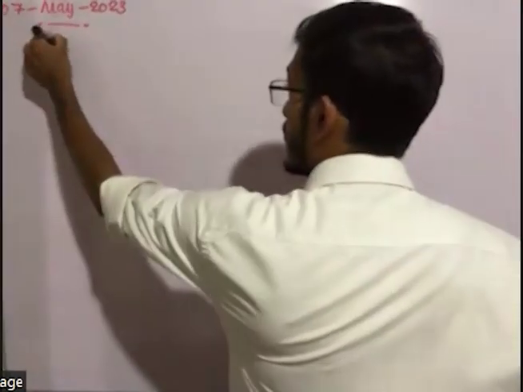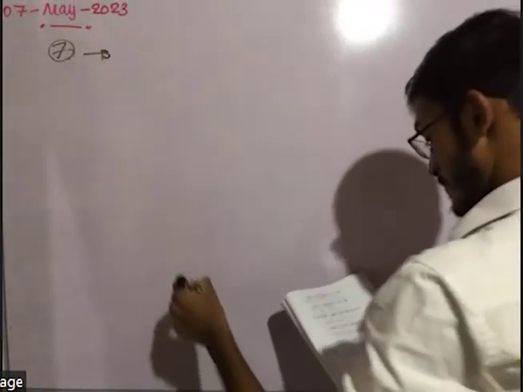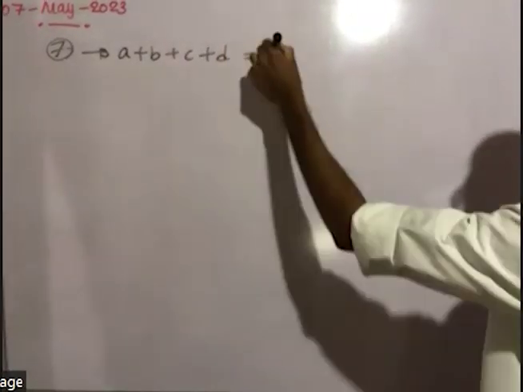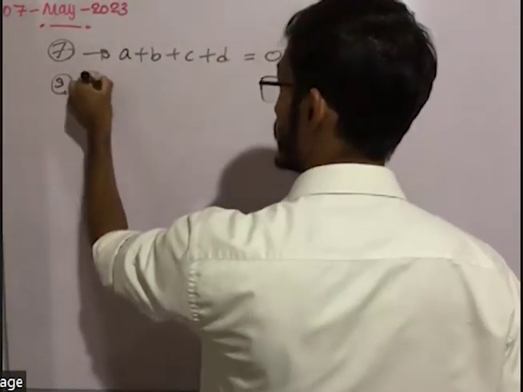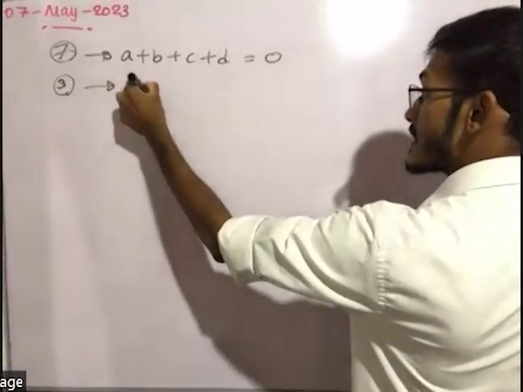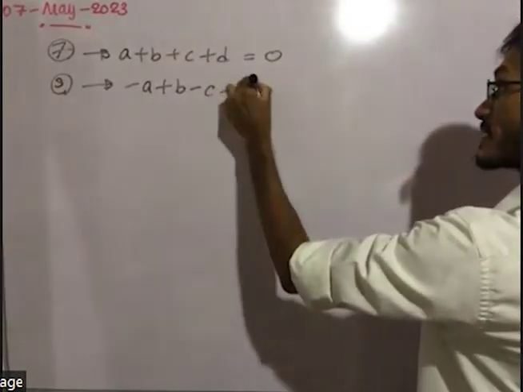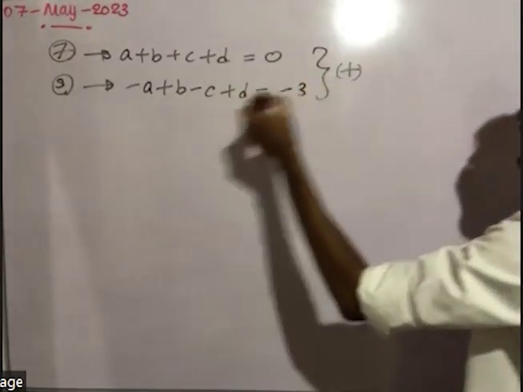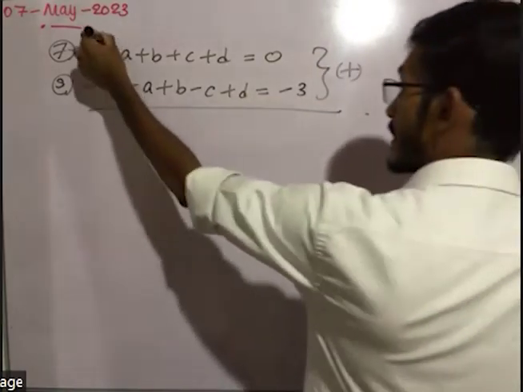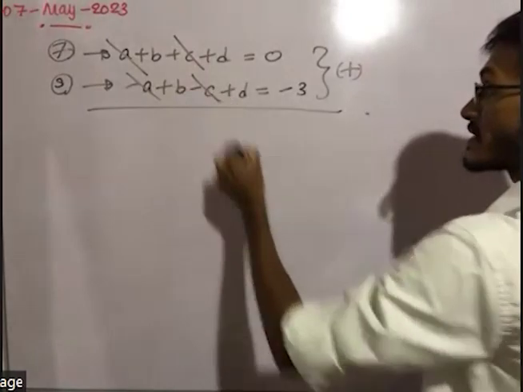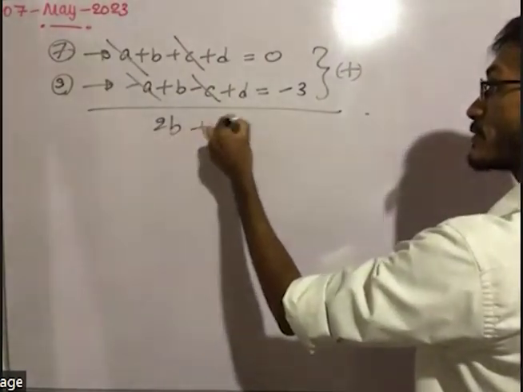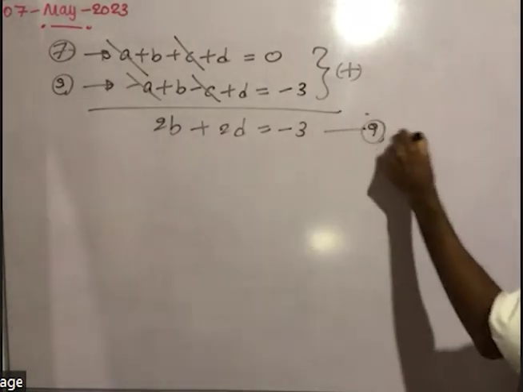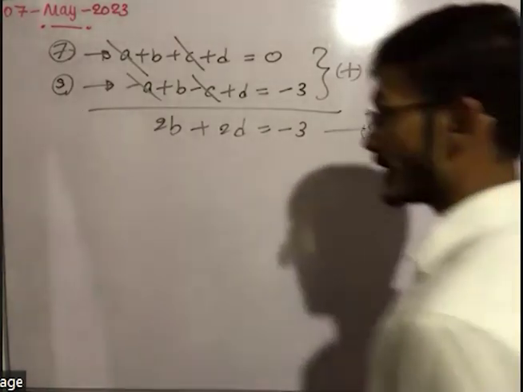Now look at this. Number 7 is a plus b plus c plus d equal to 0. Number 5 is minus a plus b minus c plus d equal to minus 3. So we can add these two. If you add these two, a and minus a will cancel, c and minus c will cancel. So 2b plus 2d is equal to minus 3. I will take this one as number 9.